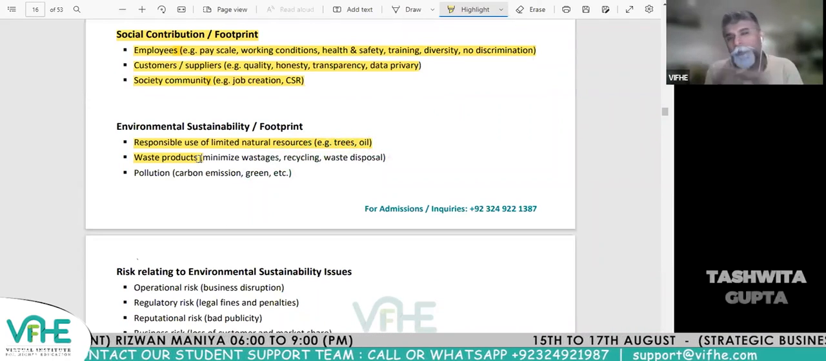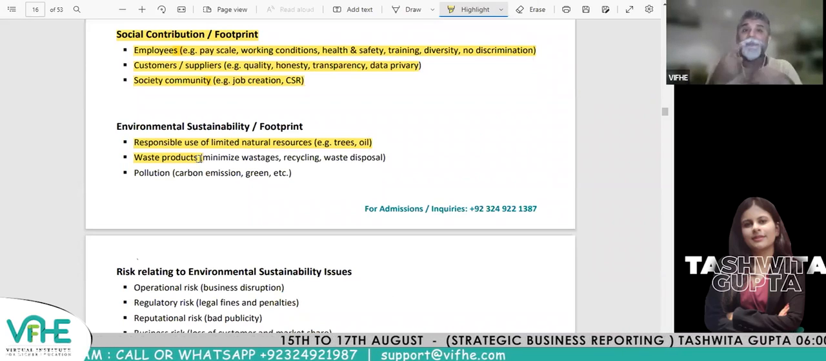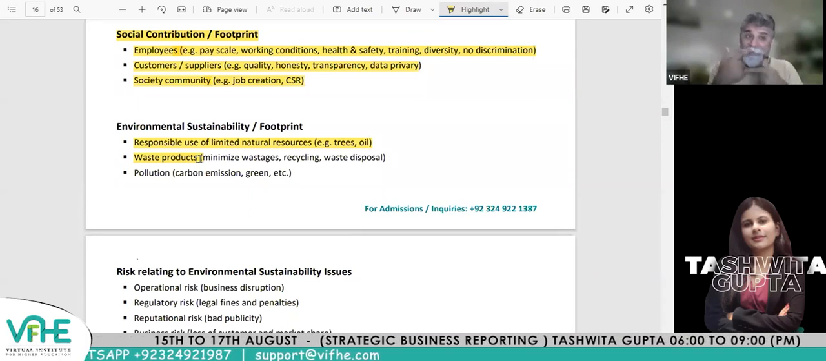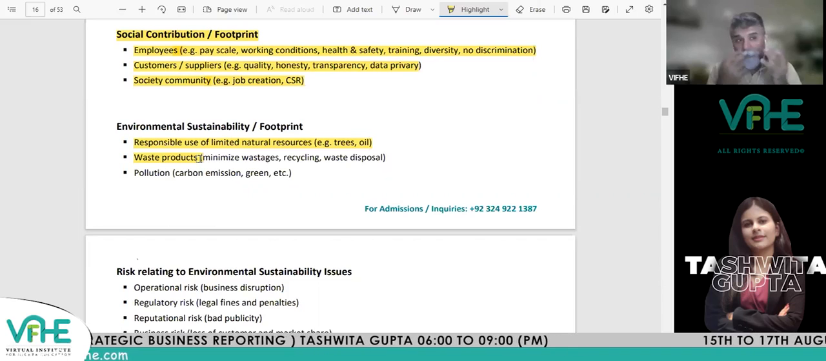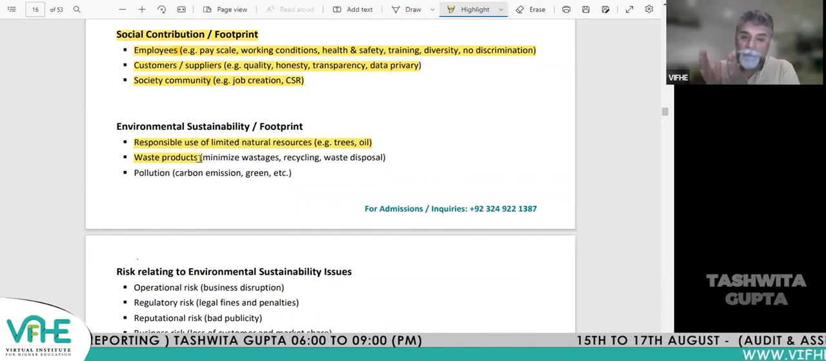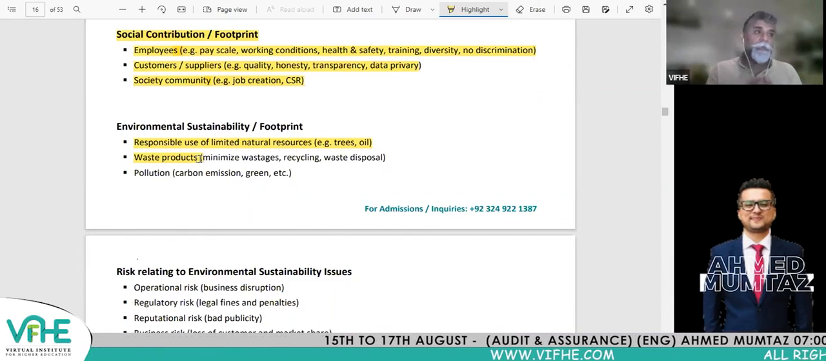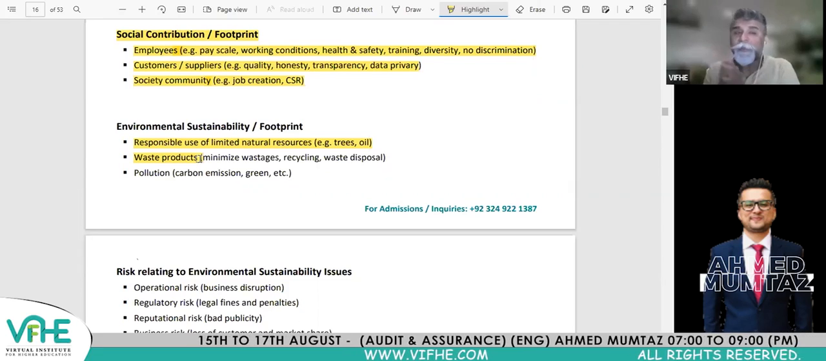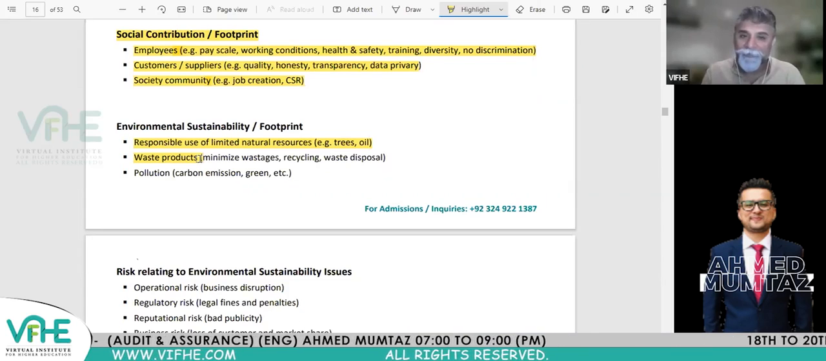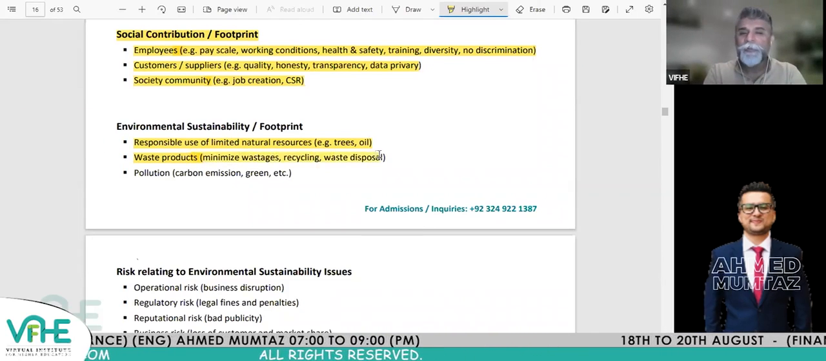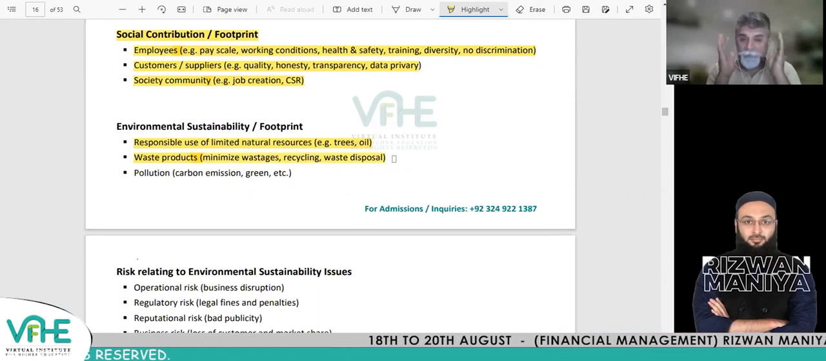And then what do we do with that waste? Can we recycle it? Recycle means, can we use it? Then it's good. Recycling is very good because you are using and reusing things. And if you can't recycle it, then you have to dispose of it. So how do you dispose of it? You have to dispose of it in a safe, environmentally friendly manner. You just can't throw it in the river. So waste product is another area where environmentally responsible companies really focus.